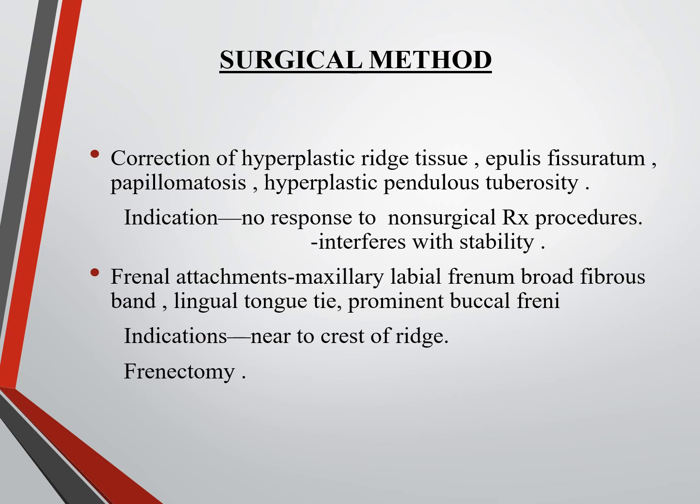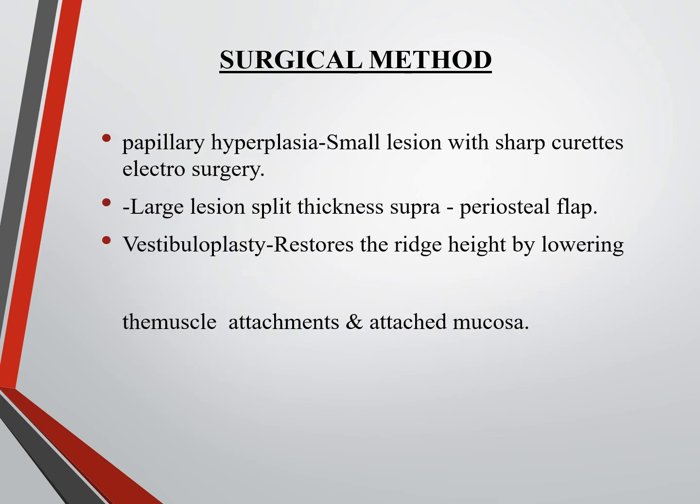Then coming to frenal attachments. Considering frenal attachments, as I mentioned, if there is a high frenal attachment or a tongue tie or prominent buccal frenum close to the ridge, these are the things you have to consider if any surgical intervention is required, because they will interfere with the denture movement. So you might have to do a frenectomy in certain conditions.